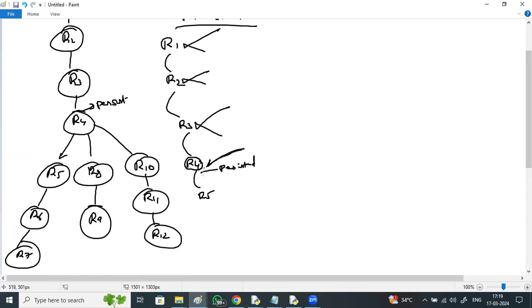Okay, now R5 is loaded and computed. Do you think R4 gets removed? Does R4 get removed?